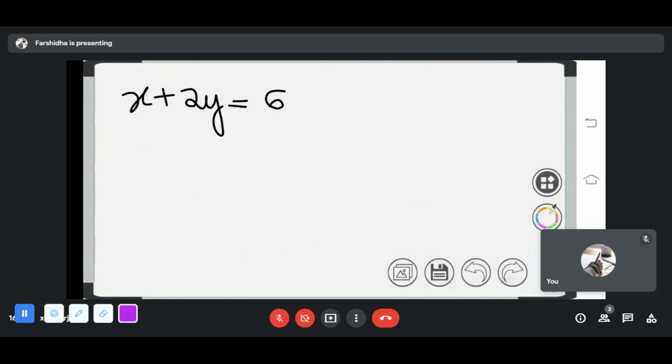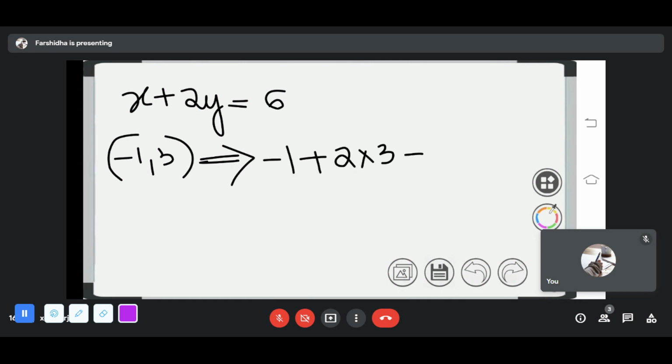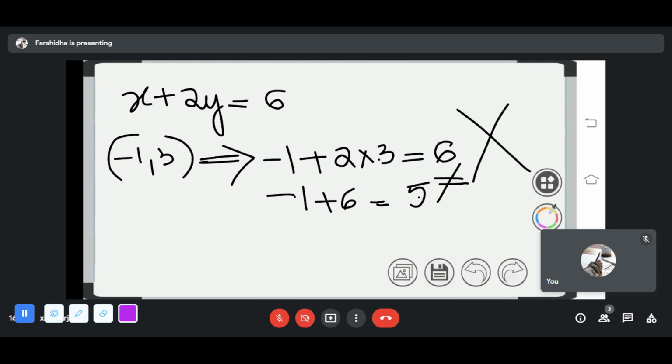equal to 6. First one is minus 1 and 3. Putting x is equal to minus 1, plus 2 into 3. Check whether this is equal to 6 or not. Minus 1 plus 2 into 3, 6. 6 minus 1, 5. Is it equal? No, ma'am. Not equal. So this doesn't satisfy the condition.